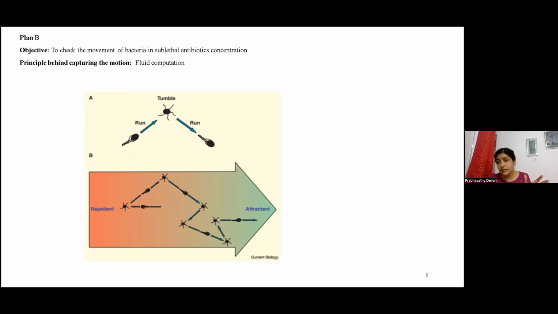It's a very simple phenomenon, and this can help us understand whether the bacteria is susceptible to the antibiotic, or whether it is happy and not so resistant, in which case it will continue its course of running. So this is my other thought. I think basically fluid computation is what is required here. I'm not very good at understanding this, but I think this can be a plan B if I'm not able to take it further with vesicles.